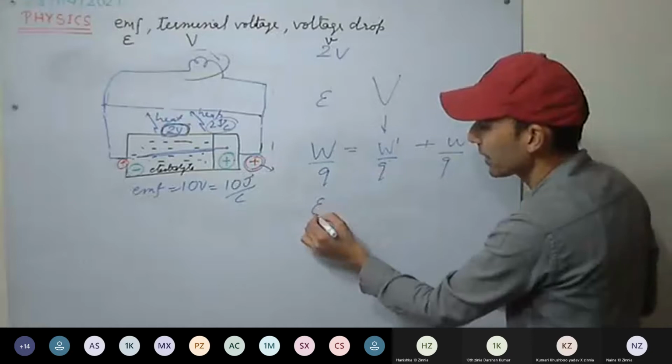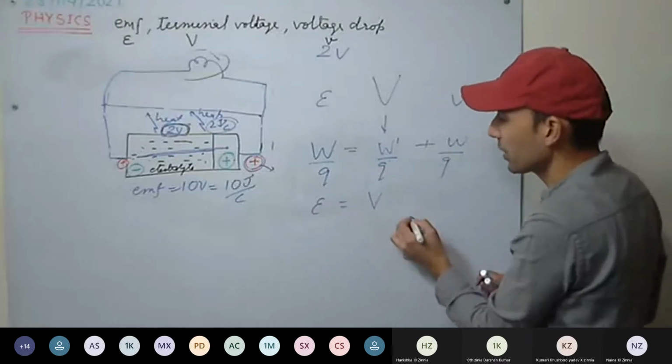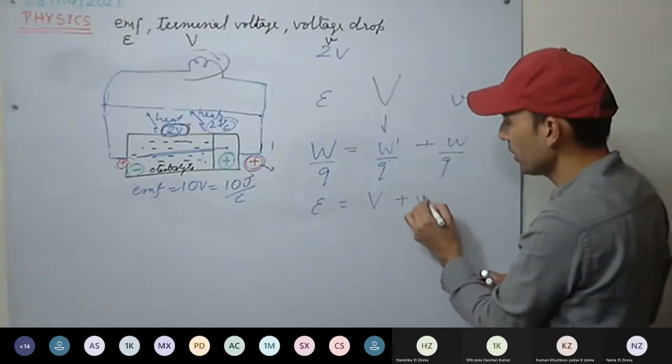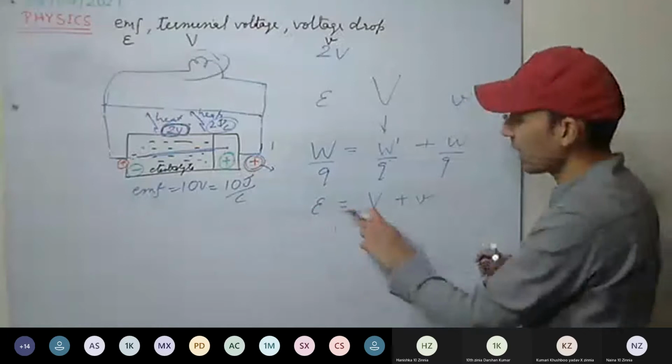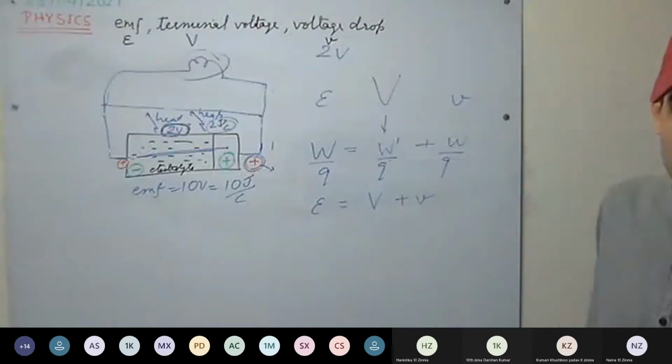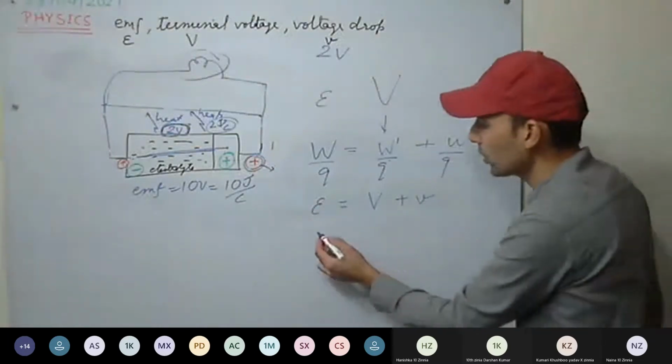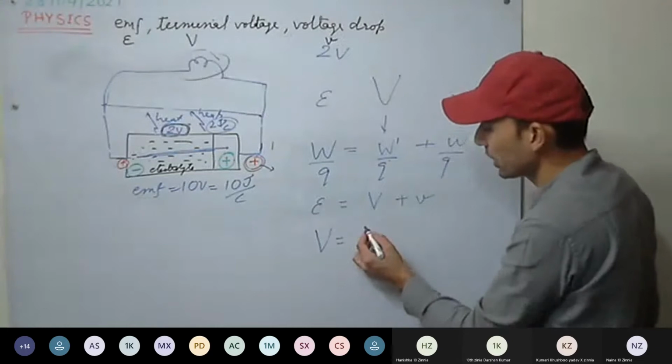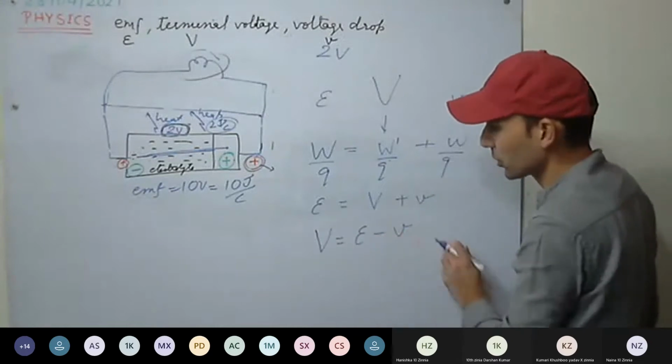What is this? This is our EMF. This is our terminal voltage. This is our voltage drop. This is how they are related: terminal voltage equals EMF minus voltage drop.